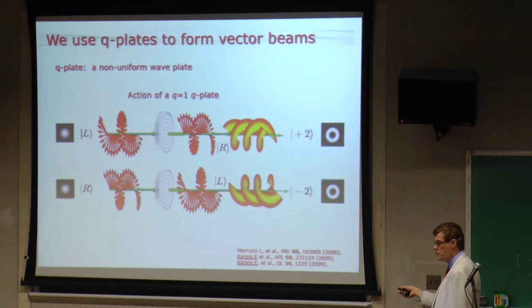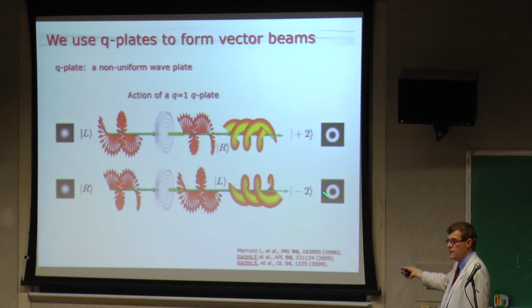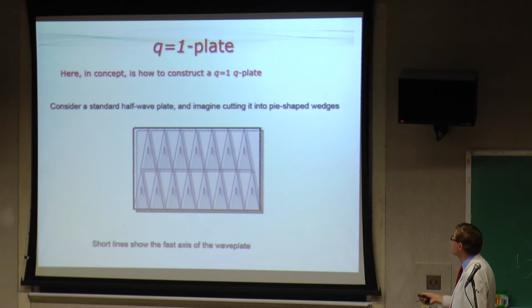But by conservation of momentum, then it has to add 2 units of orbital angular momentum to the beam. If you come in with right-hand circular light, it turns into left-hand circular light and removes 2 units of orbital angular momentum from the beam. So this is the basic way. So in our implementation, this is how we form the vector beams of light.